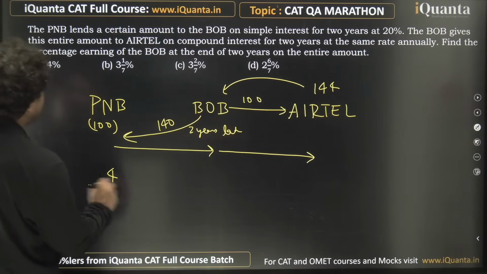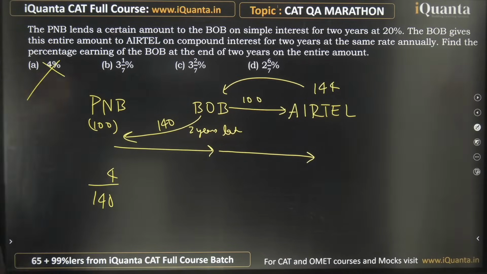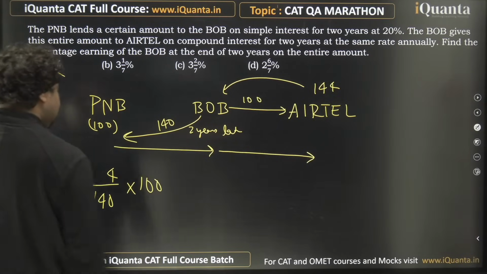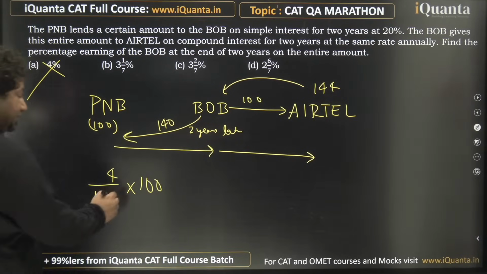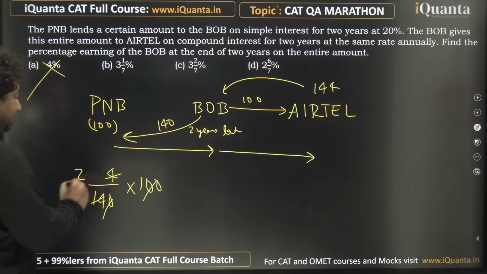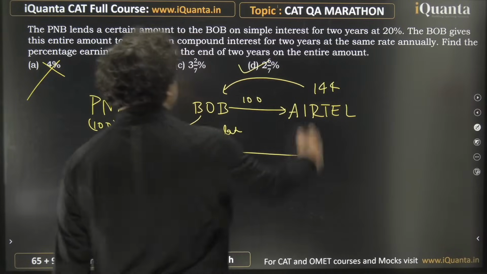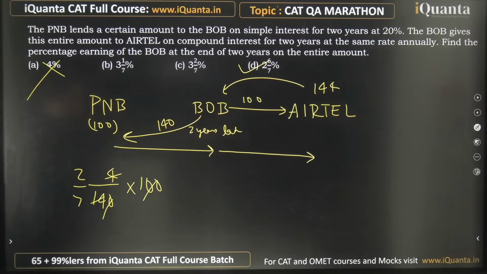So people who have marked 4 are actually wrong. The reason is simple, because it is not 100 for BOB anymore. It has become 140. So A is wrong. And this is a very simple question, and it can also be done incorrectly the way you have done it. The correct answer is 2, 6 by 7. Clear?